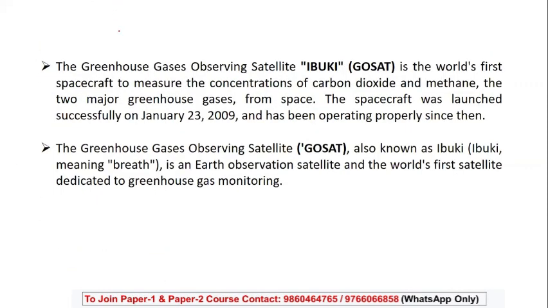Coming to greenhouse gases, one update is the observing satellite IBUKI, that is GOSAT, the world's first spacecraft to measure the concentrations of carbon dioxide and methane, the two major greenhouse gases, from space. It was launched in 2009. IBUKI means "breath," and it is a question that can come up. It is an Earth observation satellite and the world's first satellite dedicated to greenhouse gas monitoring.